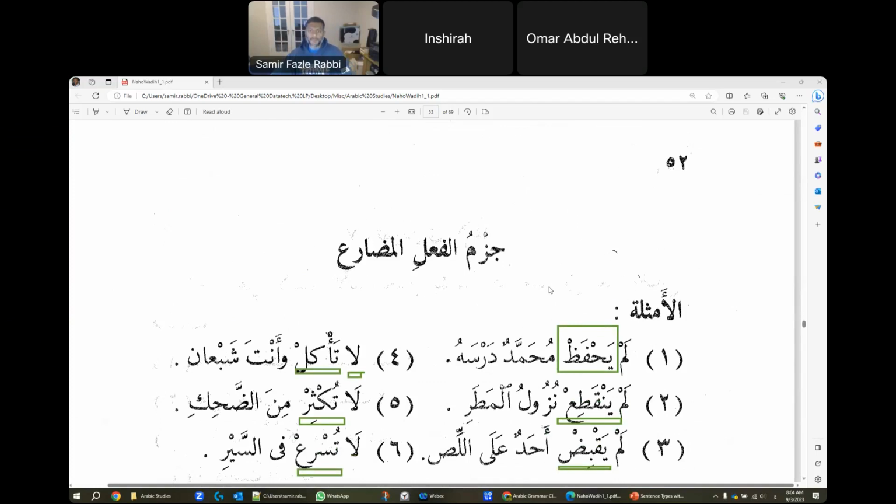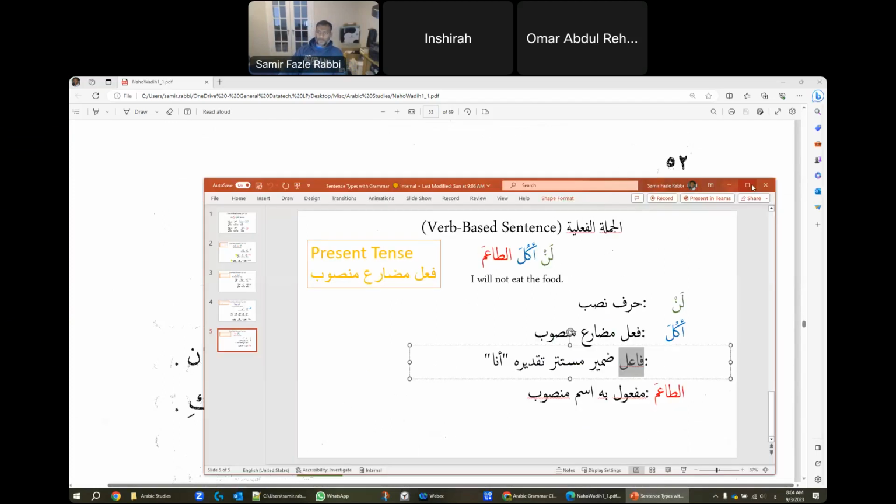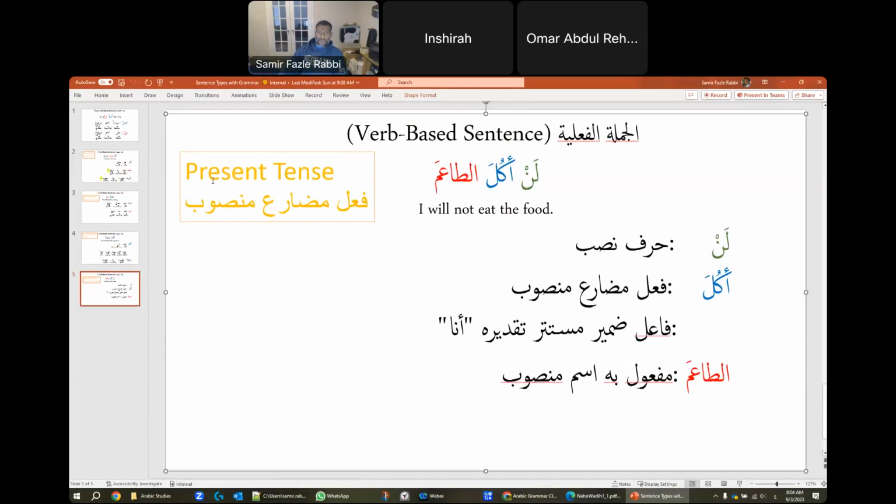So last time, this is a quick review, we did the present tense, fi'l mudari mansub. Akul at-ta'ama, I will not eat the food. Len is a harf nasb, so instead of akulu, it's akula, fi'l mudari mansub. You could say mansub bil fatha if you wanted to. And the fa'il is a damir mustatir, taqdiruhu ana.